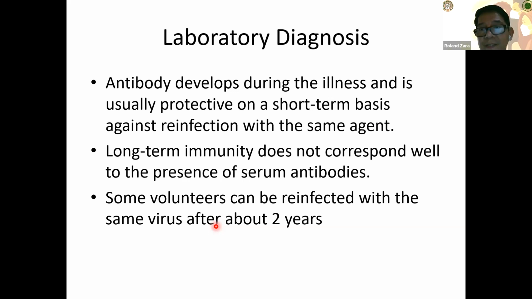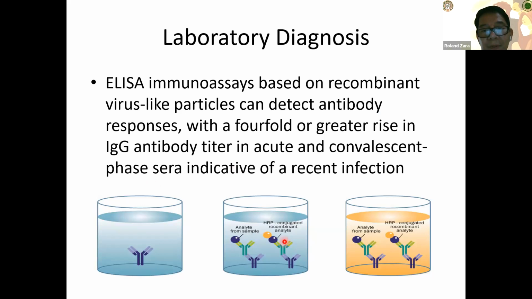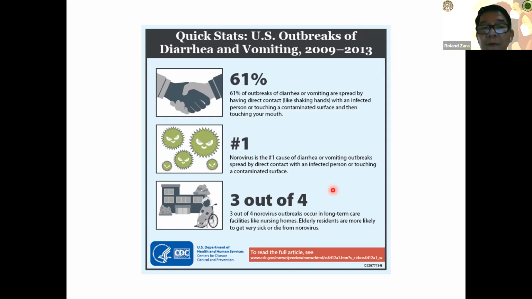Your diagnostic test is still your RT-PCR, so amplification of genes. It is a very, very important diagnostic tool in viral illnesses. And this is your ELISA. When there is a virus, there will be antigen-antibody binding and it will emit light, so it will change color and may indicate a positive test for your Calici virus. So how do we acquire it? Through indirect contact. Three out of four noro outbreaks occur in long-term care facilities like nursing homes.